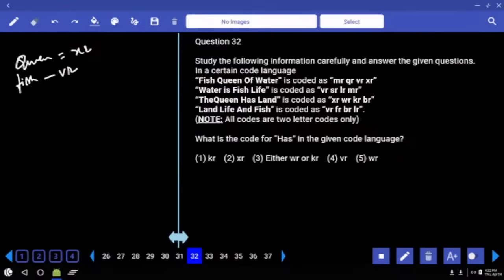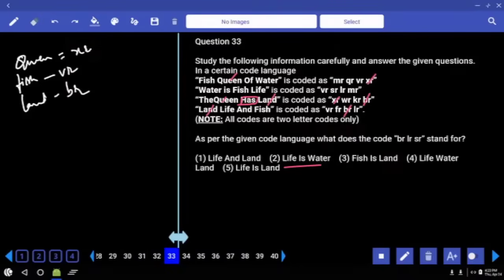And 32, what is the code for the word has? Now has is here, the queen land. Queen is common here, and XR is common. And next one, land. Land is common between these two. What is common here? BR is common. Land is BR. And if land is BR, then what else is there? The is the word that is left over. Hence WR, KR, choice 3.